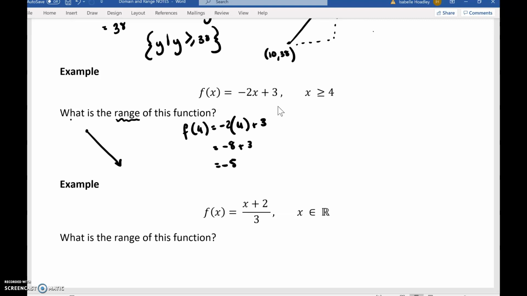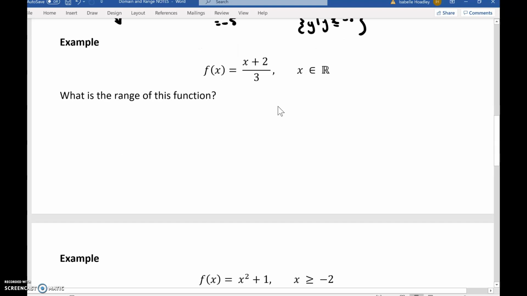So that means at that point there, where x is 4 and y is negative 5, that's the highest point, and now we're decreasing because the gradient's going down. So our range is that y would be less than or equal to negative 5. And again, you can write that as the set of values where y is less than or equal to negative 5, like that.